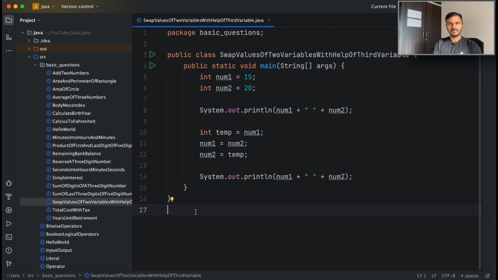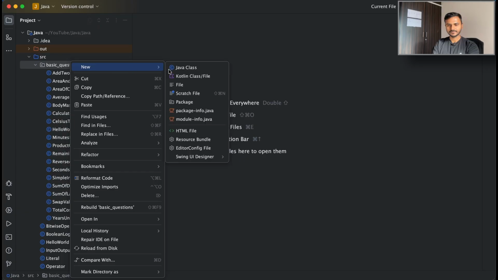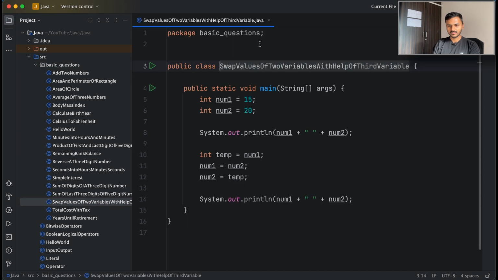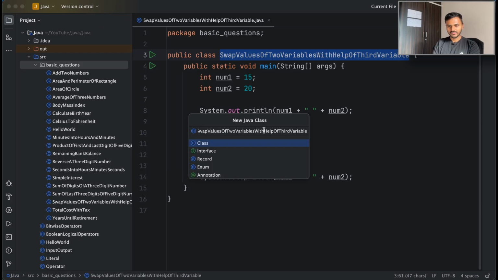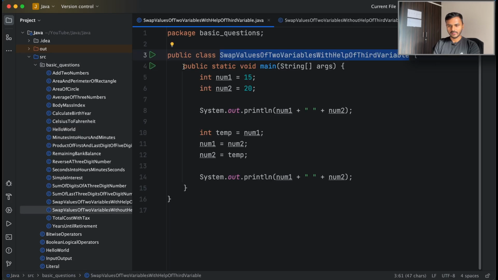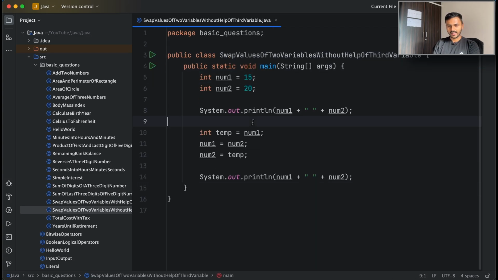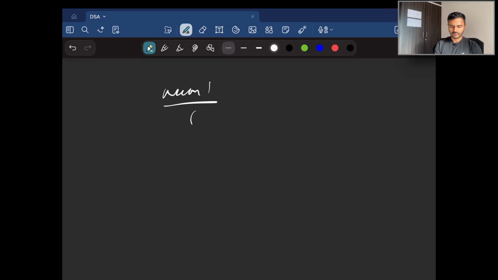Now the question arises, is it possible to do so without the help of a third variable? Well, yes, it is. And that's what we are going to do next. And for that, we're going to create a class, and we will name the class as swap values of two variables, and instead of with help, we'll say without help of third variable. And I'm going to copy this method entirely, paste it over here, and remove this logic for now. So we'll say num1 is equal to 15 and num2 is 20.